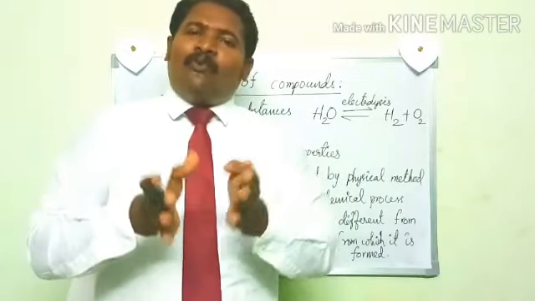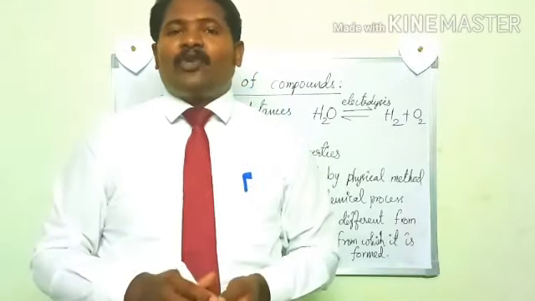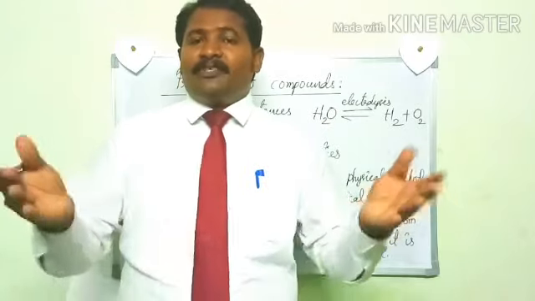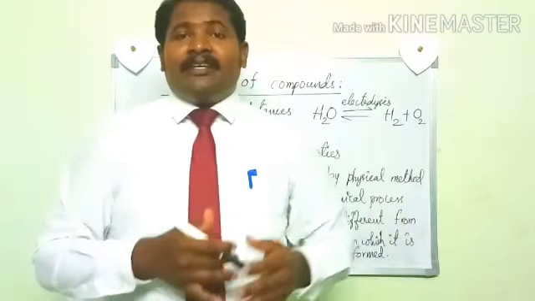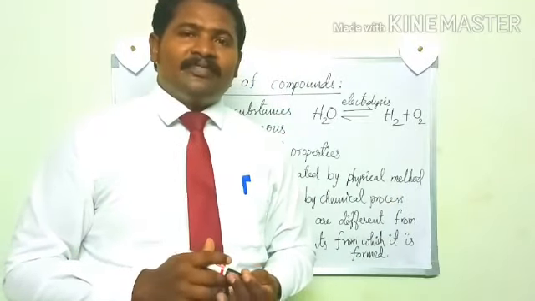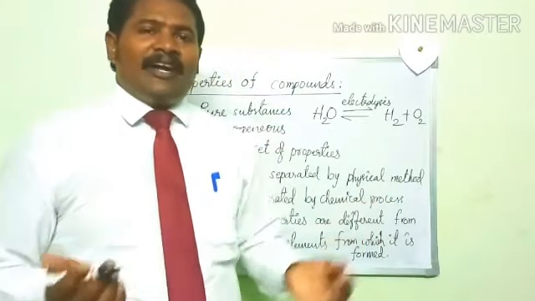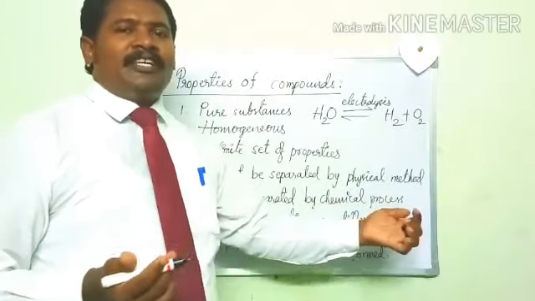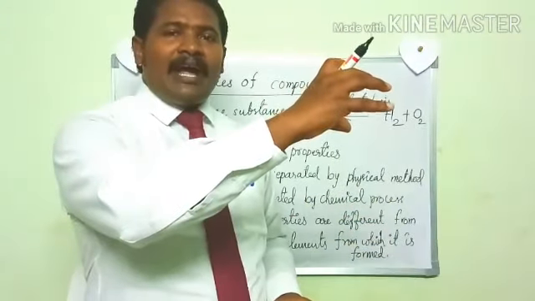Electricity won't pass through pure water, because pure water is a poor conductor of electricity. If there is no conductance in a substance, then it is not possible to separate the constituents. Then a chemical process is required. That means we need to add some chemical.